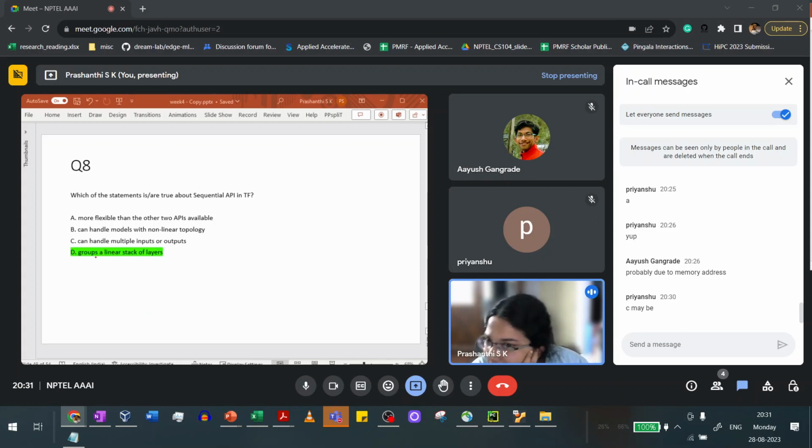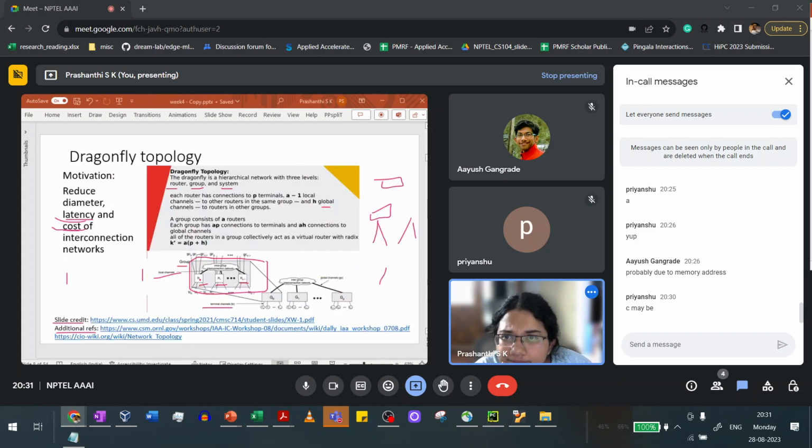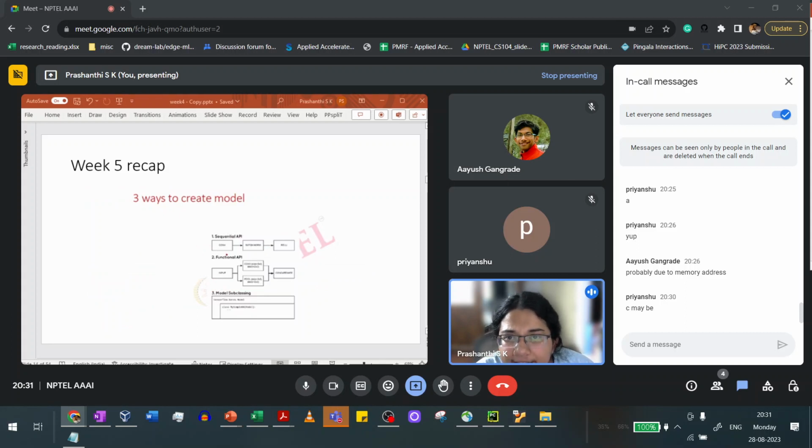So it is groups a linear stack of layers. Let's go back to our very first part here. In this 3 ways to create a model, for example, in the sequential API, you had this example where there was a convolutional layer followed by a batch norm followed by a ReLU, right? So this is technically stacking a group of layers. Whereas if you look at the functional API, you will see here that this network branches, it diverges and then it converges, right? It's not really one linear sequence of layers, and functional API is able to handle that.